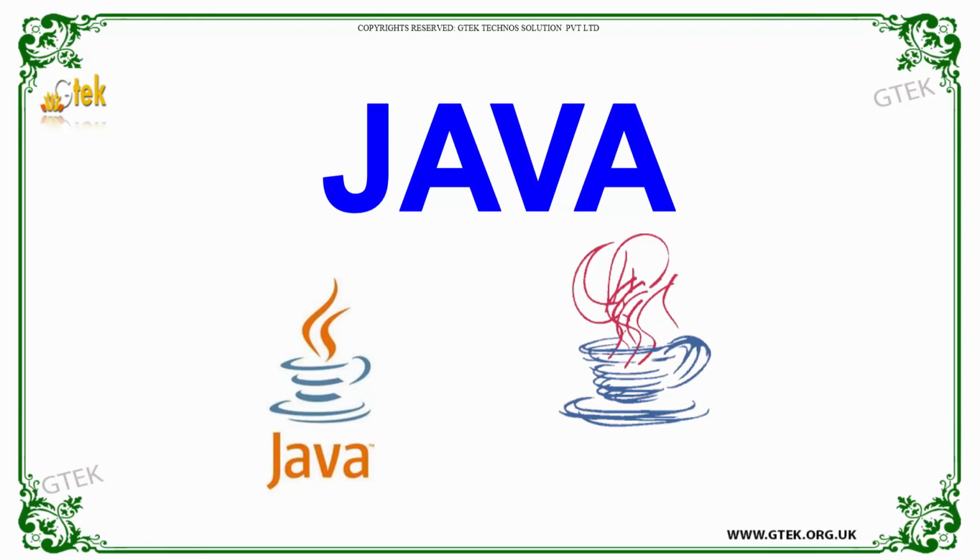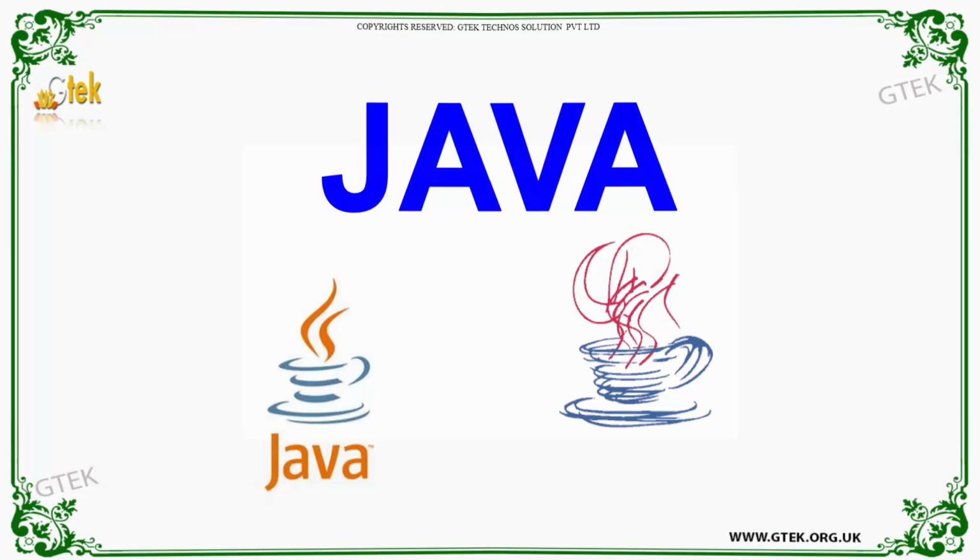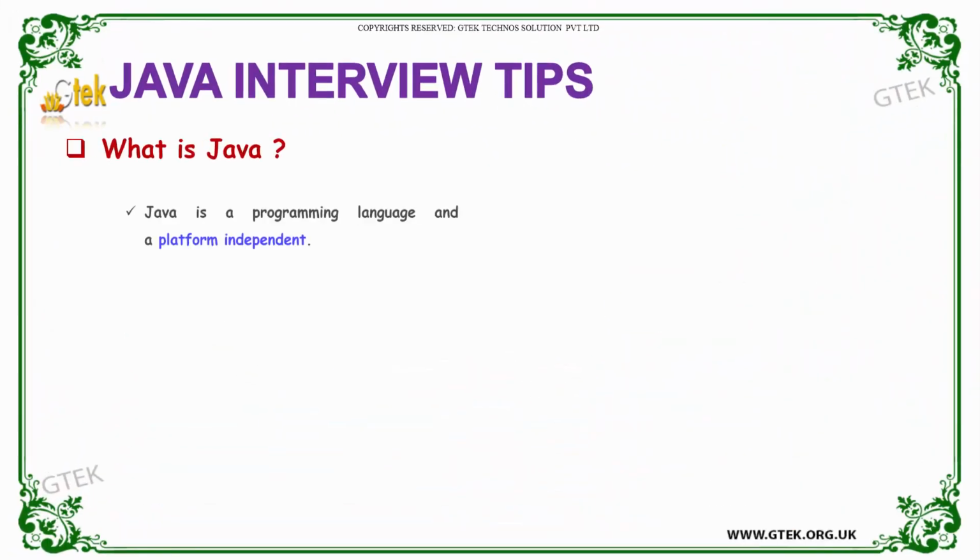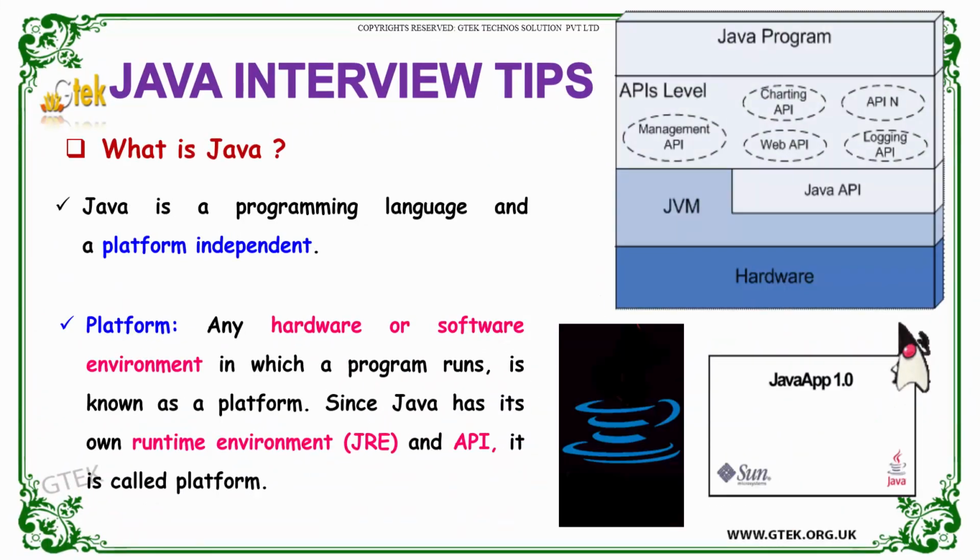Today we are going to discuss the interview questions based on Java. What is Java? is our first question. Java is a programming language and it is platform independent.